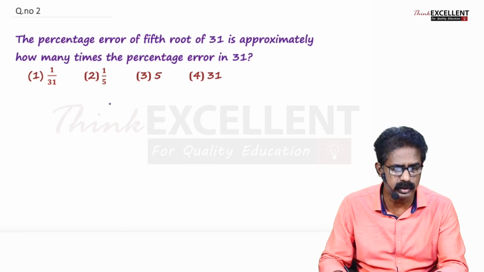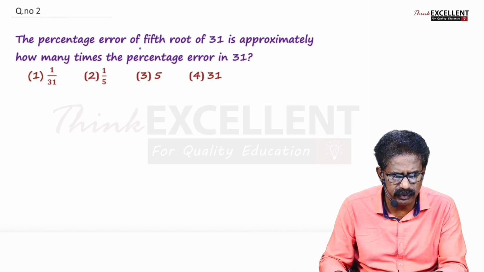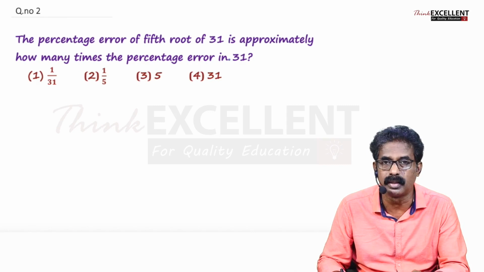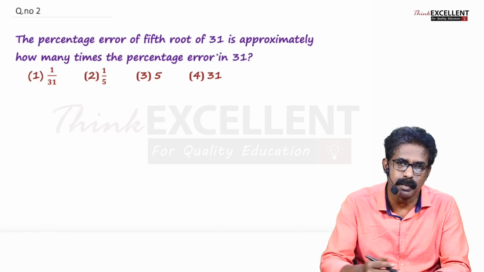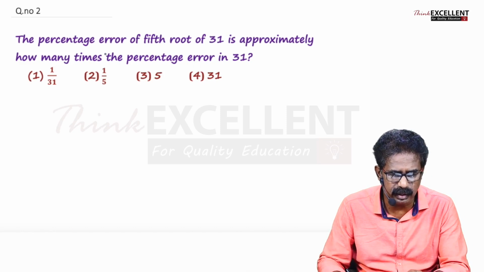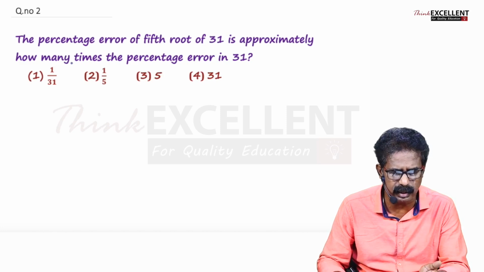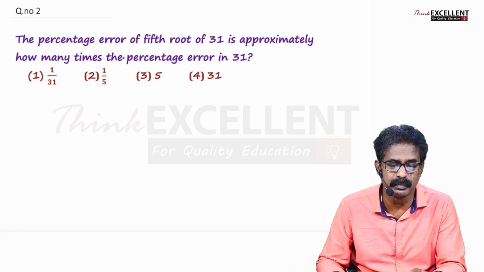Now let's move on to question number 2. The percentage error in fifth root of 31 is approximately how many times the percentage error in 31? So we have a question in this type, right? A general question. Percentage error in the nth root of any number is approximately equal to 1 by n times, right? Percentage error in that number.